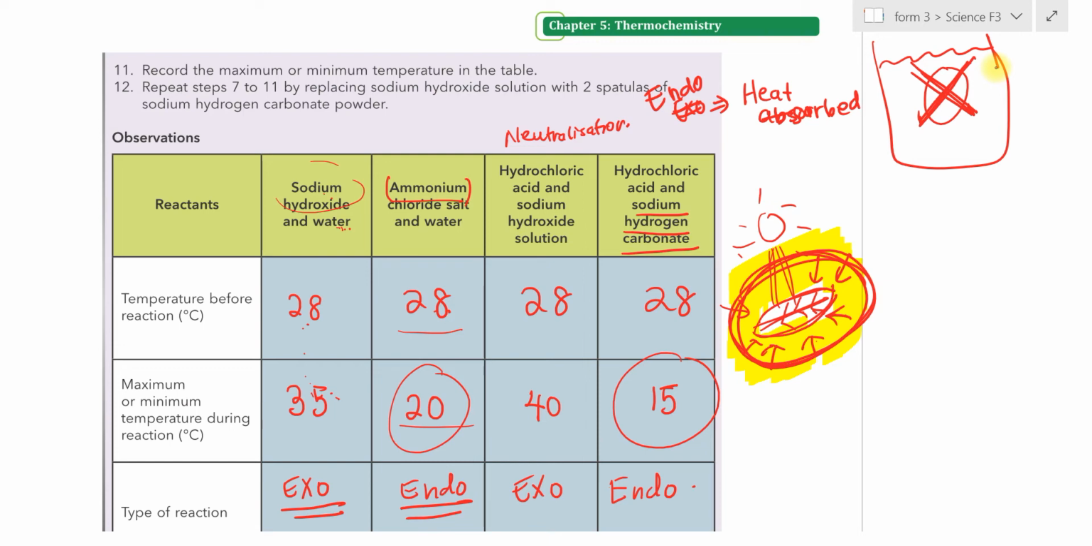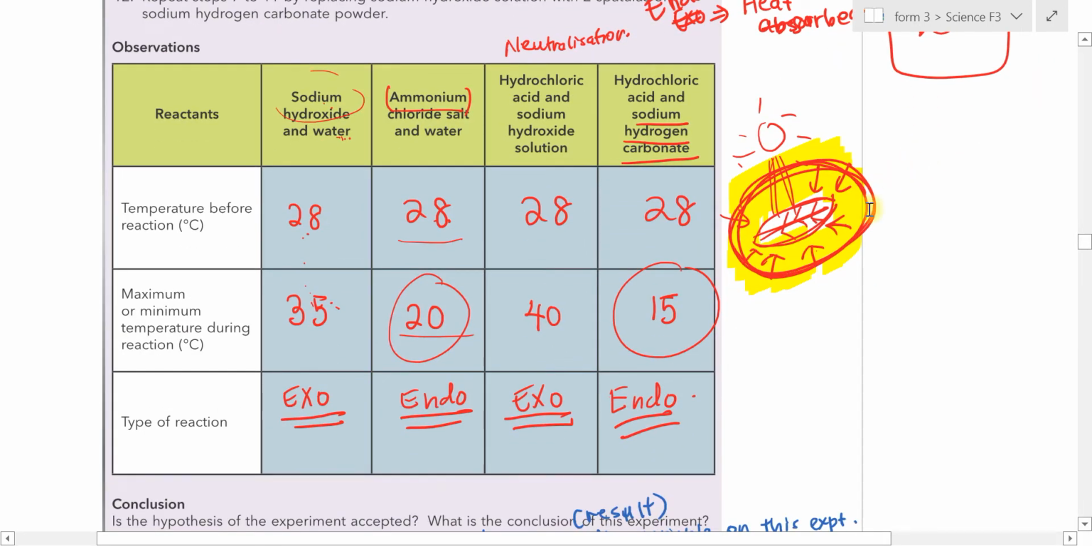Hydrochloric acid plus sodium hydroxide, the temperature rises. So exothermic reaction, heat is released. Hydrochloric acid and sodium hydrogen carbonate will result in a decrease in temperature. Decrease in temperature is endothermic. Okay, endothermic.